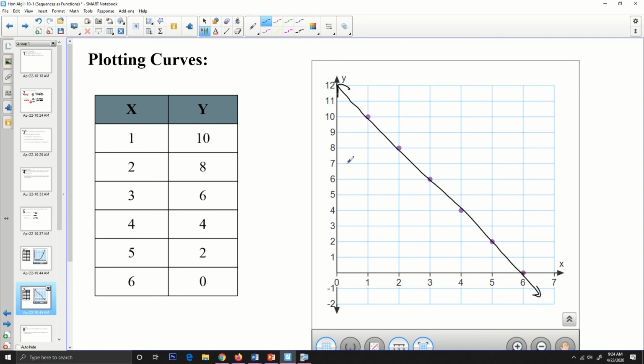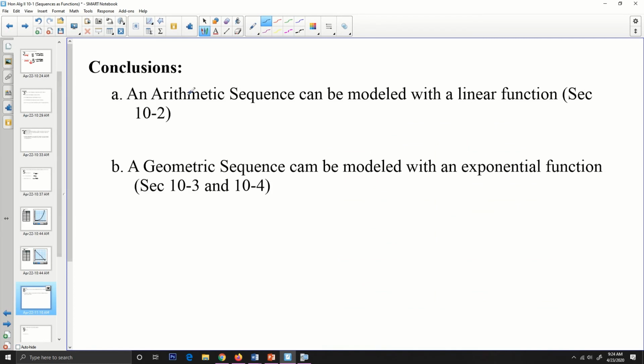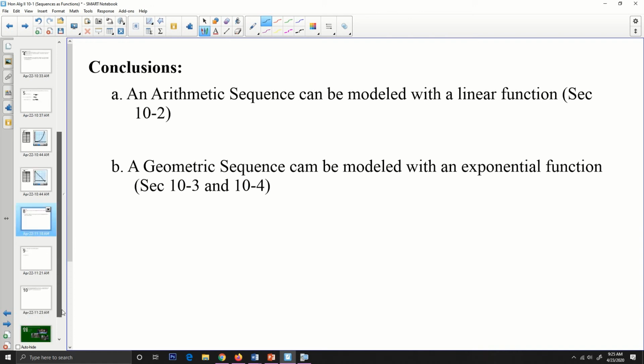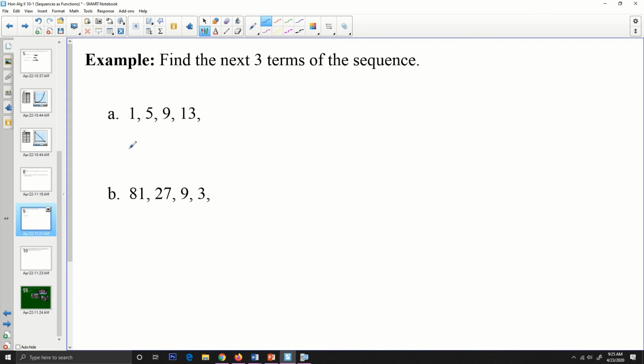So as a conclusion, and that's not necessarily a proof, but it does give us a good idea that an arithmetic sequence can be modeled with a linear function, which we will be doing in the next section. And a geometric sequence can be modeled with an exponential function, which we'll be talking about in sections 10.3 and 10.4. All right, so to finish up, just a couple examples here.